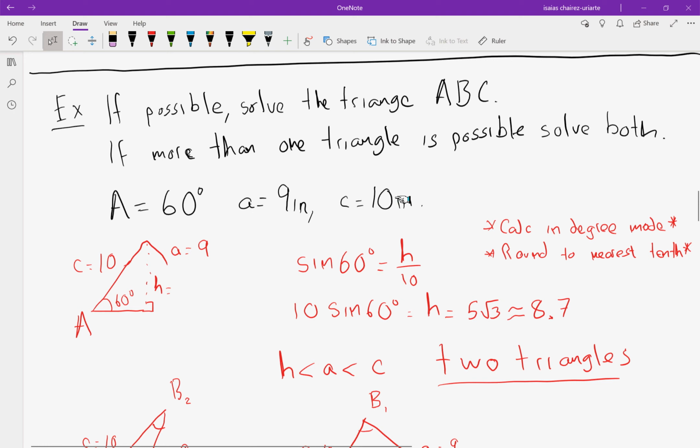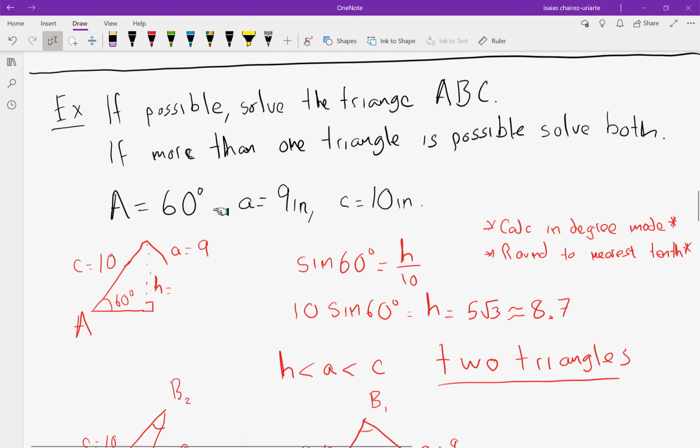At this point, you might want to pause the video and give yourself 10 or 15 minutes to see if you can come up with the answer to this question. Maybe one triangle is possible here, maybe two triangles, maybe no triangles. Then just check back on the video. All right, so I'm going to solve it. Let's get on with it.